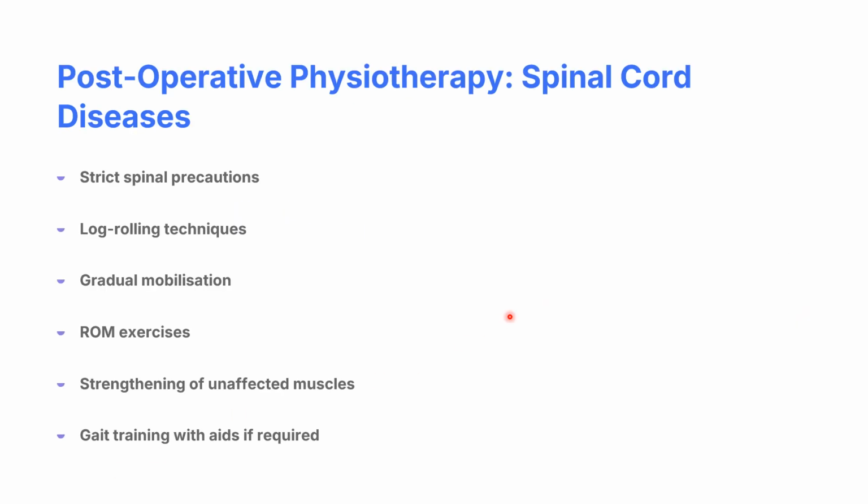What is the physiotherapy? Physiotherapy includes spinal precautions, log rolling, gradual mobilization, range of motion, strengthening, and gait training. Let me tell you again, we have already discussed log rolling. Log rolling is changing the position from supine to side lying in such a way that the patient's body is not twisted.